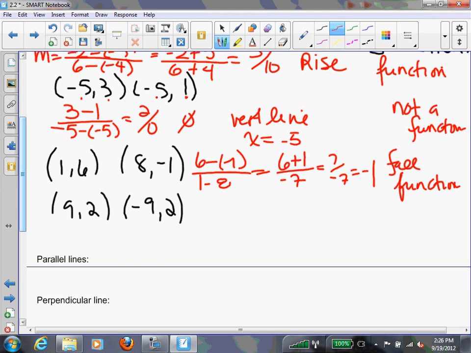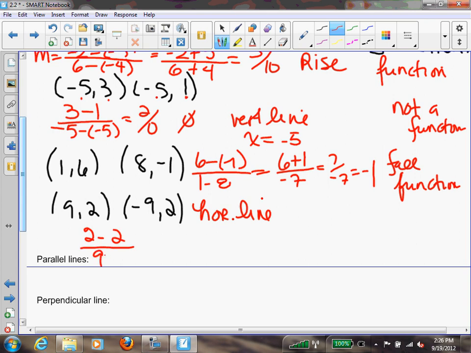All right, next one. What do you notice about this one? The y's are the same. Therefore, is it a vertical or a horizontal line? Because the y's are the same, right? I'm going through the value. All right, it's a horizontal line, which means what's the slope going to be? Because it's going to be 2 minus 2 over 9 minus negative 9. 0 over 18, which is 0.